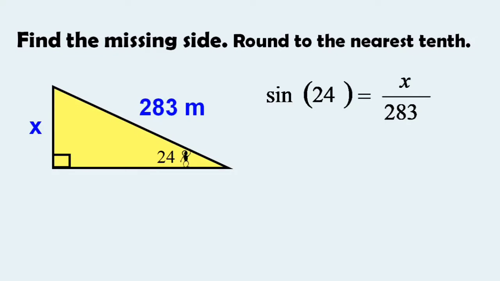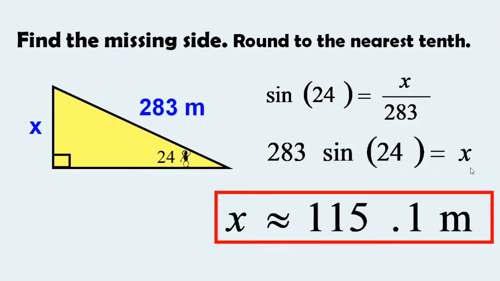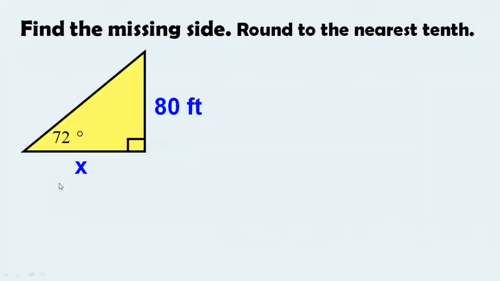So sine of 24 degrees is equal to opposite over hypotenuse, and that is equal to x over 283. And so cross multiplying, 283 times sine of 24 degrees is equal to x. So using your calculator, the value that we get is x is equal to 115.1 meters. So the opposite side is equal to 115.1 meters.